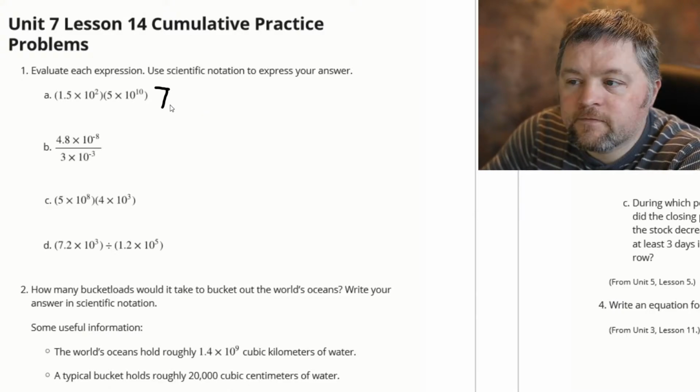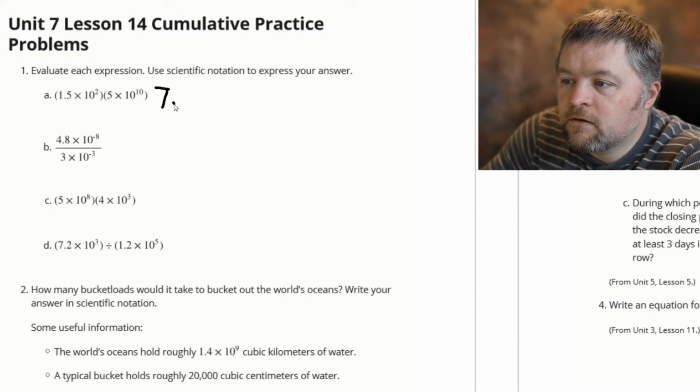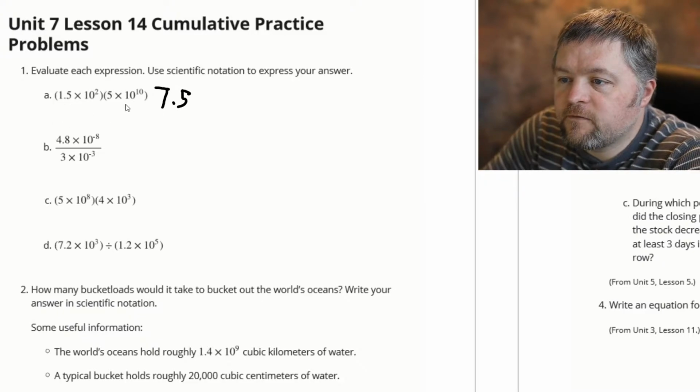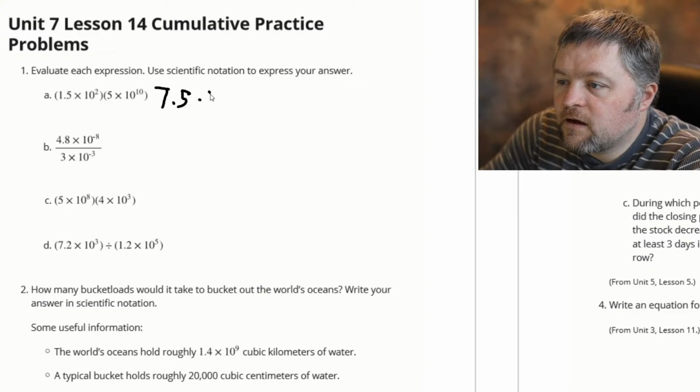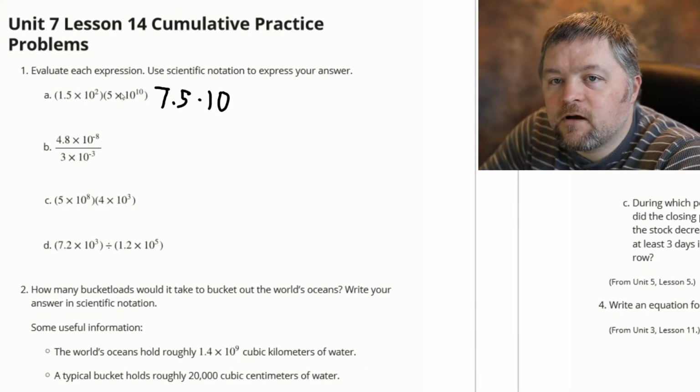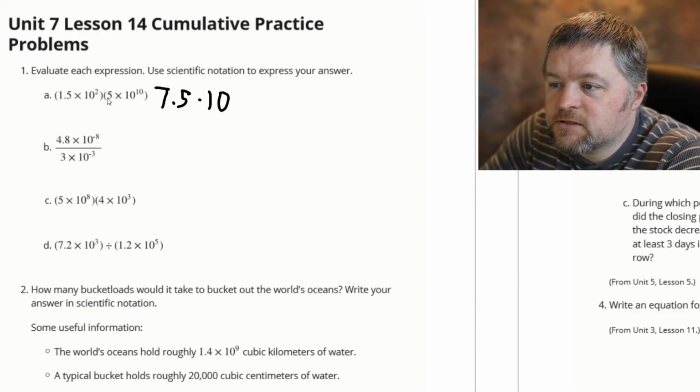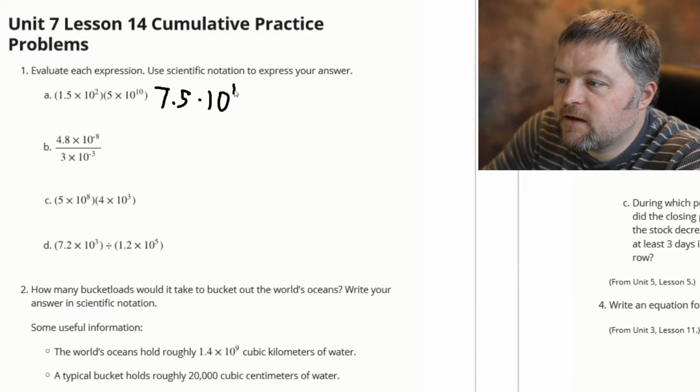7.5. 1.5 times 5 is 7.5, times 10 to the power of... multiplying, so we add the exponents. 2 plus 10 is 12.